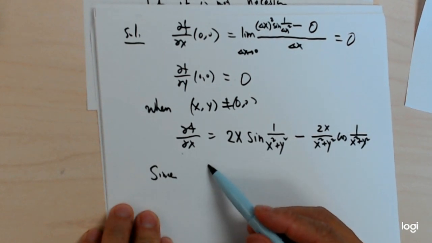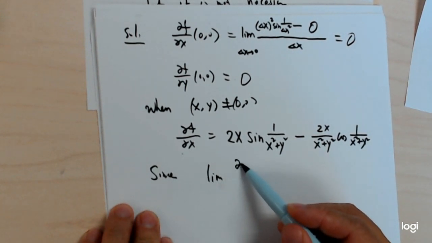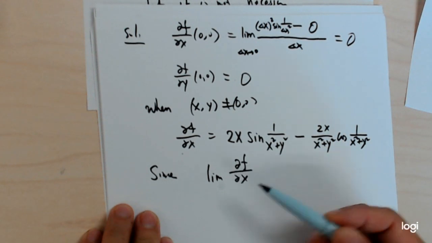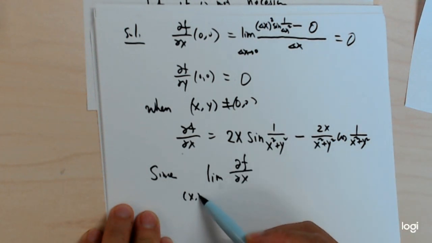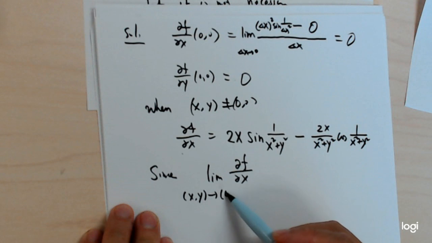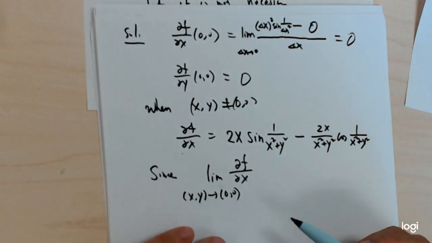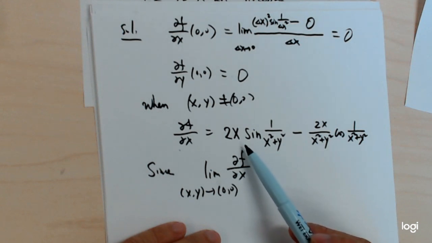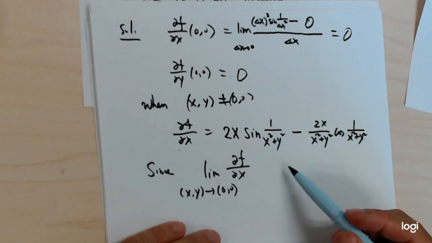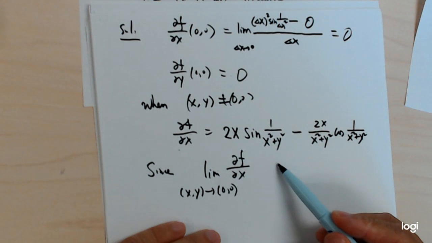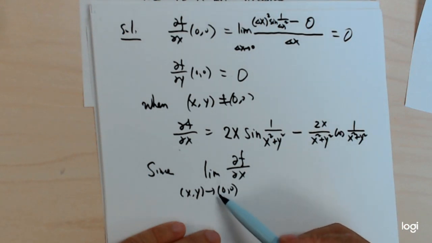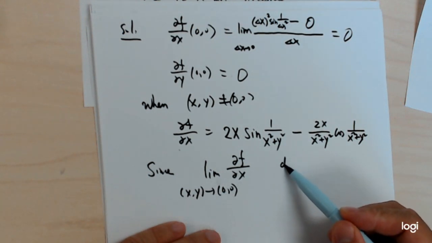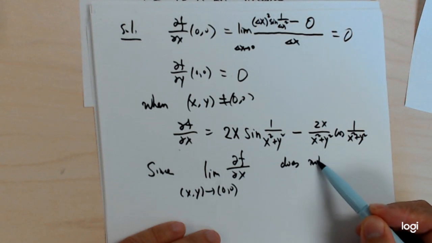Since, let's look at this limit of the partial derivative as x and y approach 0, 0. The fact is, okay, this limit actually does not exist. And I leave this to you, okay? Turns out as x and y approach 0, 0, this limit does not exist.